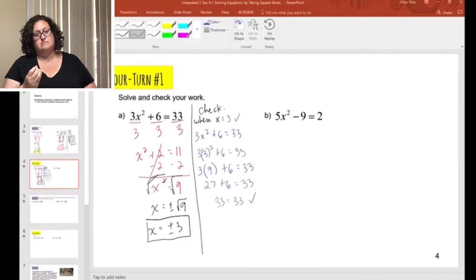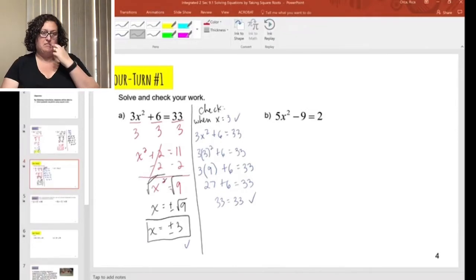So x equals 3 checks. Now we're on problem B, and unfortunately we can't make this problem any easier because there is no number that goes into 5, 9, and 2. So that said, let's go ahead and just solve this directly.